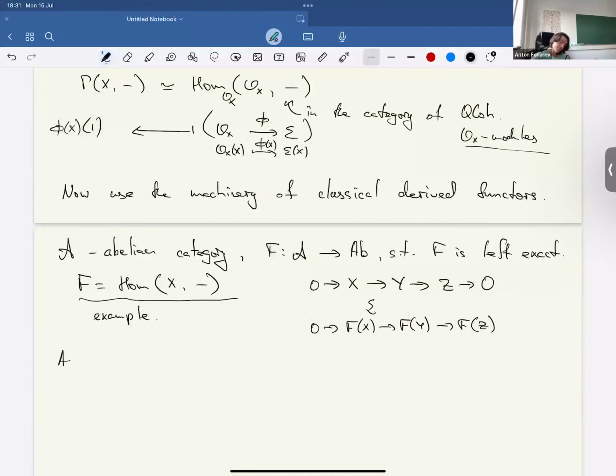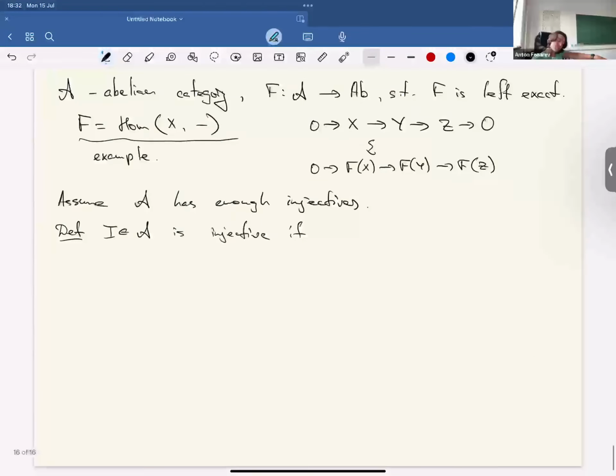Assume A has enough injectives. So I need to decipher what has enough injectives means. And we begin with the definition. By definition, an object I in A is injective if it satisfies the following universal property. Well, there are two ways to define this, but an object I is injective, one can say, if the functor hom into I is exact. So you can write the corresponding universal property, but let me just say that this functor is exact.